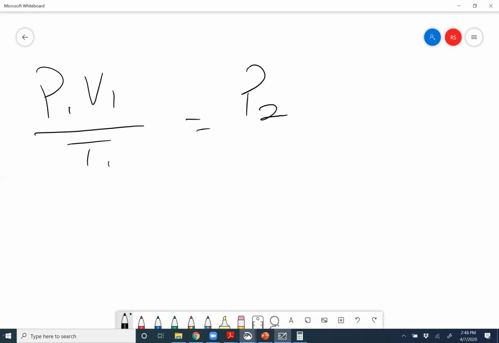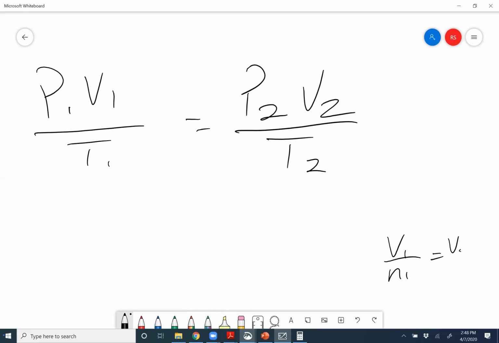Equals P2, V2 over T2. This is still the combined gas law. But remember, Avogadro came in and said, hey, there is a direct relationship between volume and amount. So what if we plug that in to the combined gas law equation? Now we have a scenario where all four aspects of a gas's measurement can change.